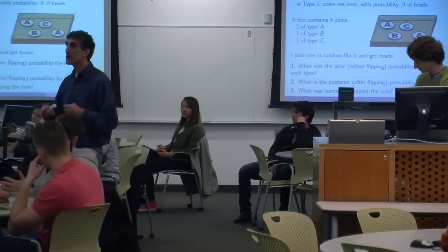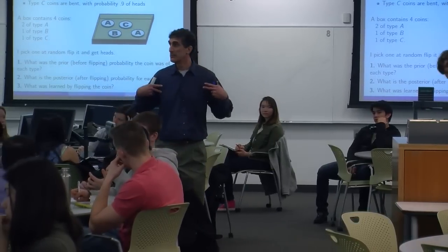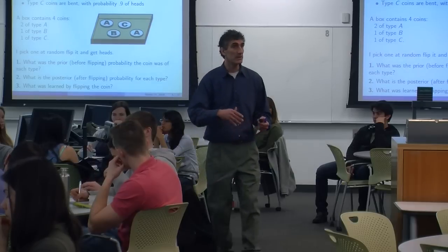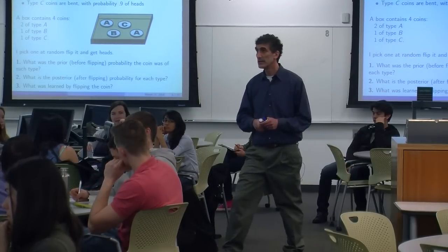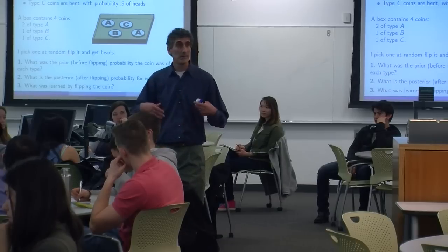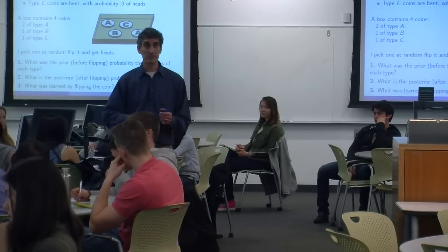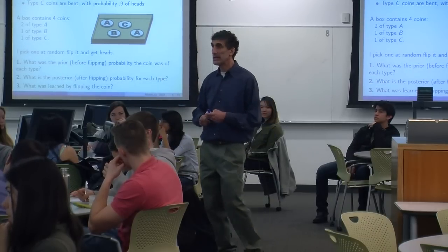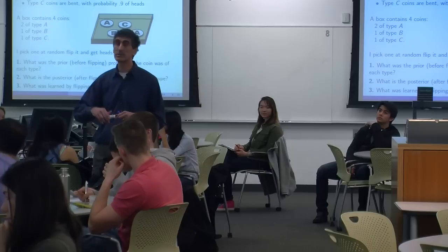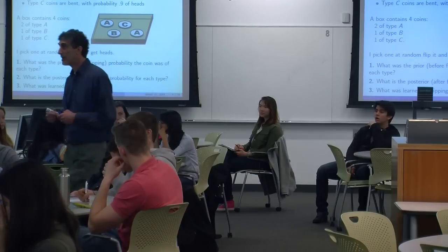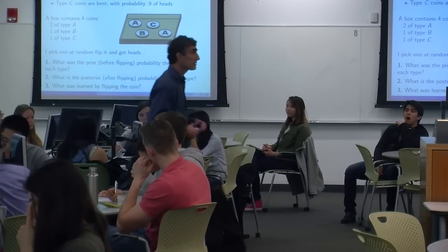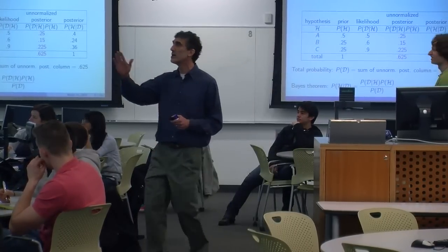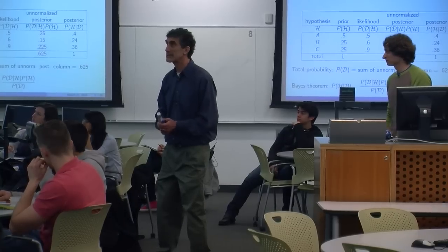Here's the question. Before I flipped it, I have a prior belief in what the probability was that the coin was of each type, based on the number in my drawer. After flipping it, my belief changes. The probability will change based on the data I get. And so a question you could ask: what was learned by flipping the coin? What we want to teach you to do to answer these questions is a nice way of summarizing all of that at once in a table.